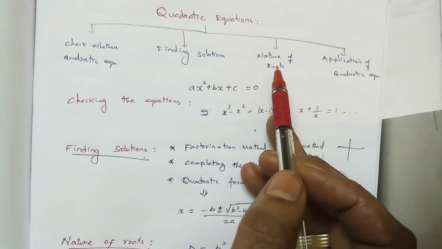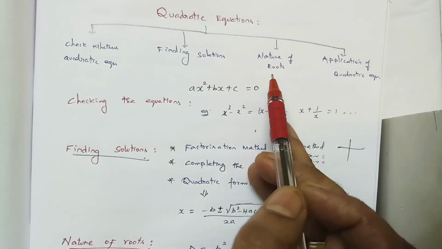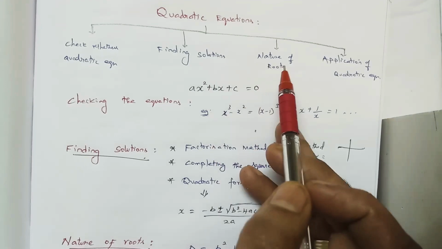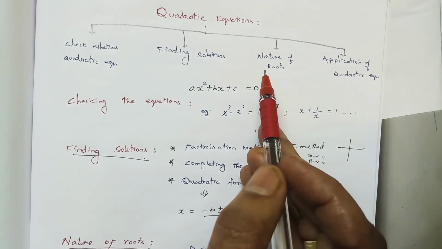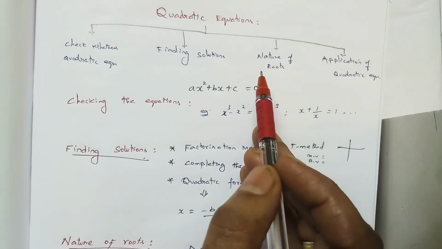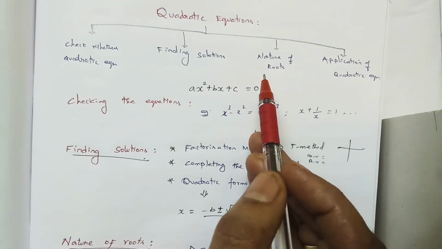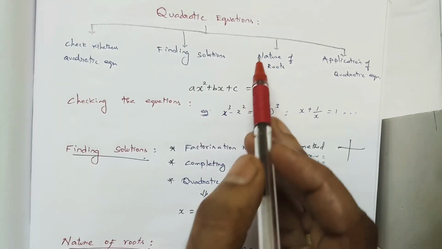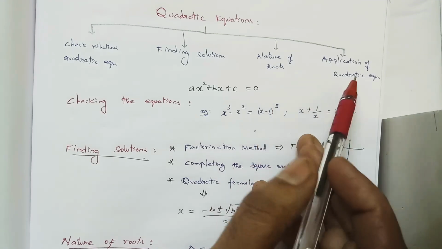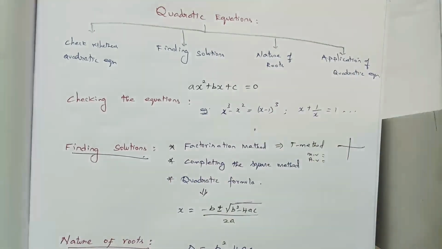And then the third concept is nothing but nature of roots, or nature of solutions. The roots are called solutions, or solutions are called roots. How will the roots be? Whether both are equal roots, same roots, or different roots, or no real roots. How the roots will be, we will find that. So that is nature of roots. The last concept is application of quadratic equation, word problems.